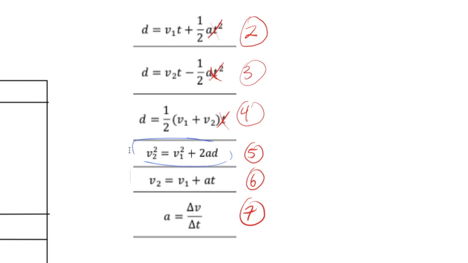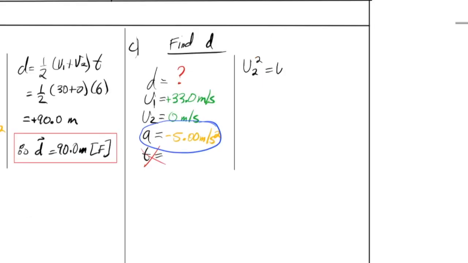V2 squared is equal to V1 squared plus 2AD. Now, you are going to isolate for distance first. You are not going to substitute in yet. Isolate algebraically, which means that we have to do the SAM-DEB thing.